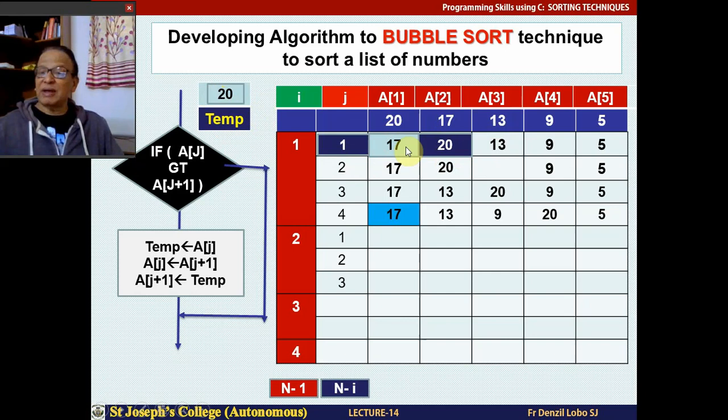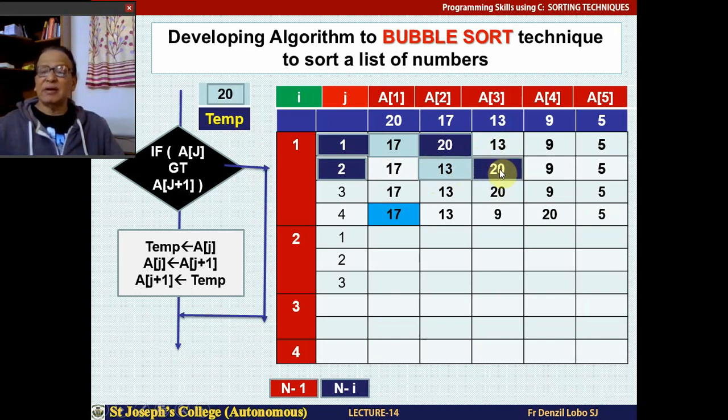Now 20, the largest number, has gone to the second position. So again I come to J is equal to 2. J is equal to 2. And I ask this question: if J is equal to 2, I'm asking if A2 is greater than A3. Yes. Therefore, what do I do? Again, as you see, 20 is there in temp. I swap these numbers. 13 comes there, 20 goes there.